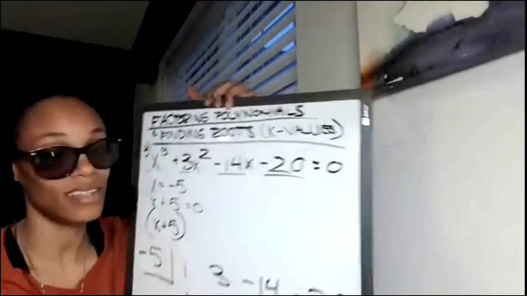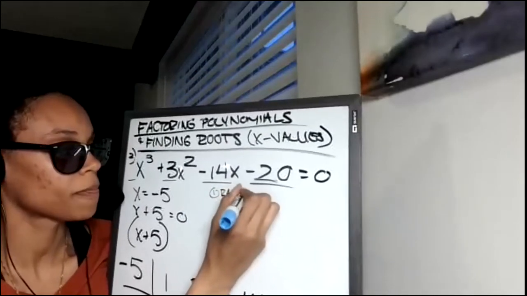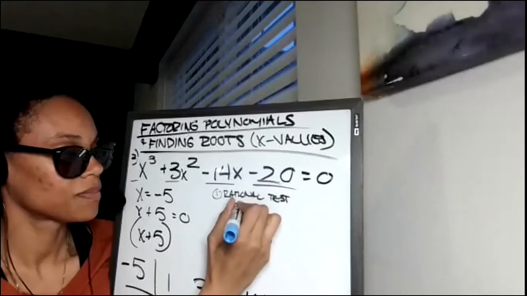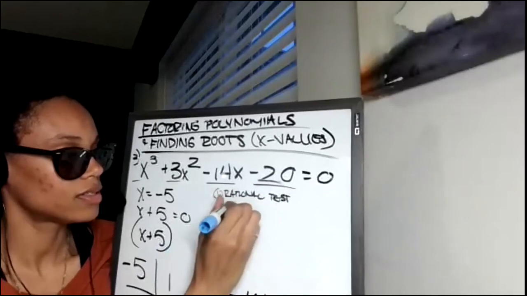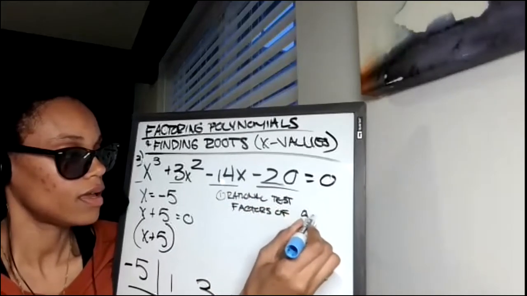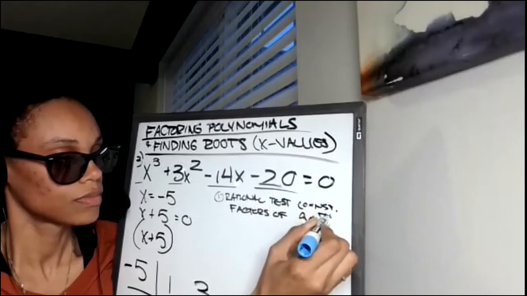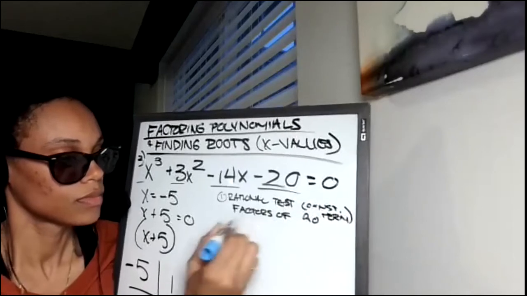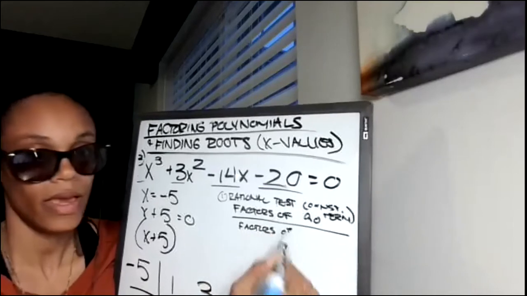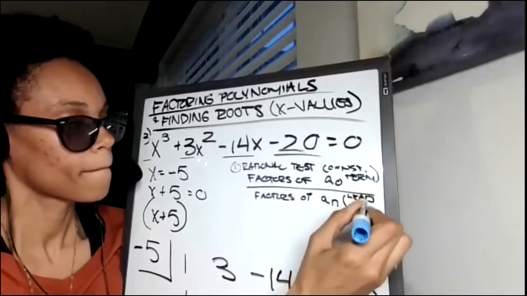Here, let me summarize those steps because again, it can get confusing. So if we couldn't use any other method, 1, we do the rational roots test where we did factors of a0, the constant term, over factors of an, our leading term, our leading coefficient.